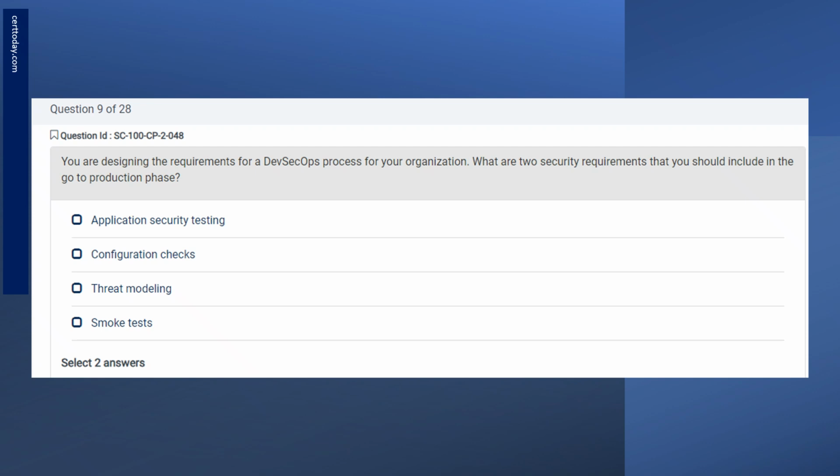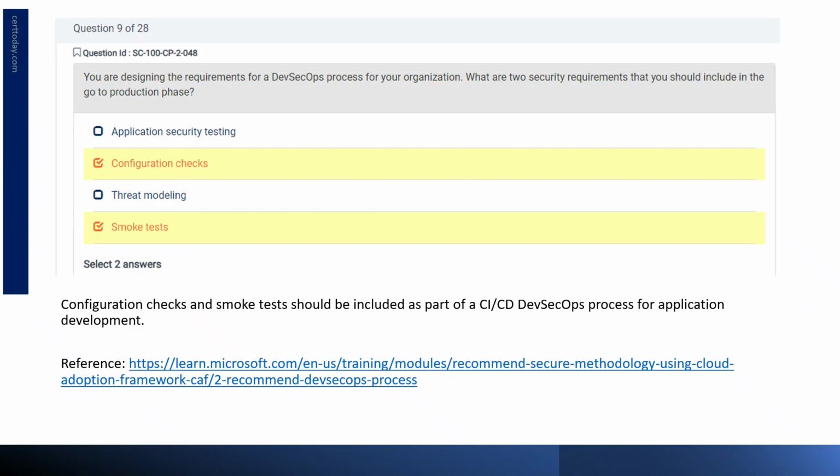Question 9. You are designing the requirements for a DevSecOps process for your organization. What are two security requirements that you should include in the go to production phase? The correct answers are B, configuration checks, and D, smoke tests. Configuration checks and smoke tests should be included as part of a CI/CD DevSecOps process for application development.